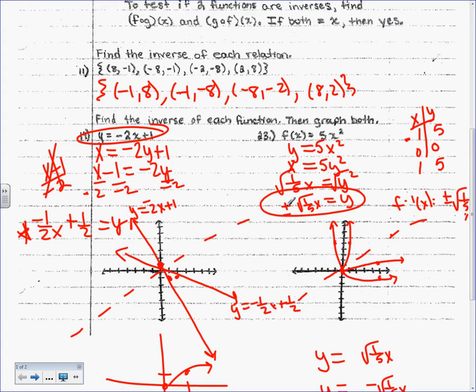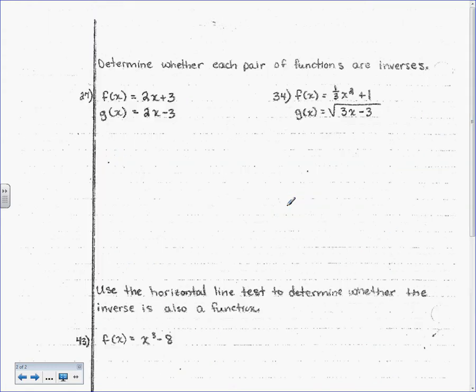Okay? All right. Determine whether each pair of functions are inverses. There's multiple options. I'm just going to save some time and stick with what the front said. The front said find f of g of x and g of f of x. We're going to do f∘g and we're going to do g∘f. If they both give me an answer of x, they're inverses. If they don't, they're not.